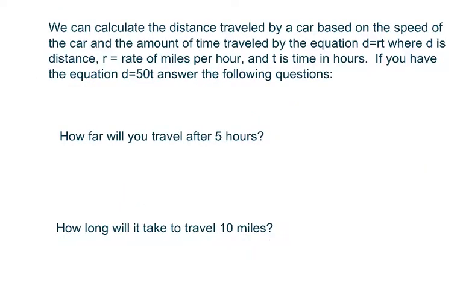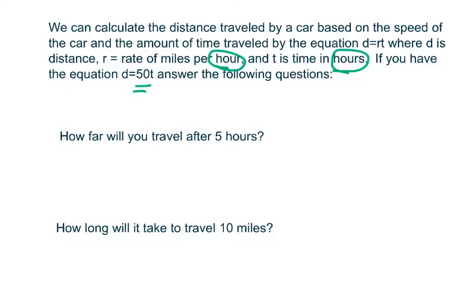So building on what we just talked about, here's another example. We can calculate the distance traveled by a car based on the speed of the car and the amount of time traveled by the equation D equals RT. So D is distance, R is the rate of miles per hour, your speed, and T is, of course, time. In this case, since our rate is based on hours, our time should also be based on hours. And so if you have an equation D equals 50T, what we have to figure out then is, what does that 50 really mean?